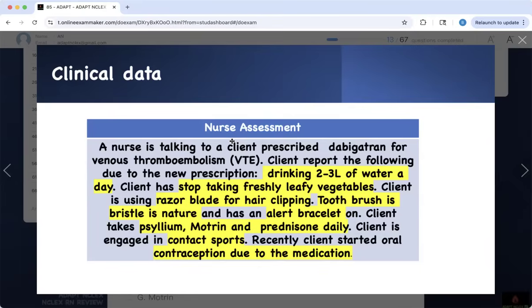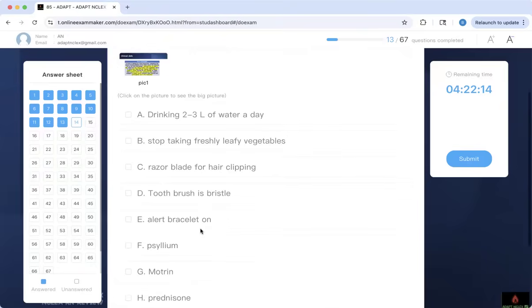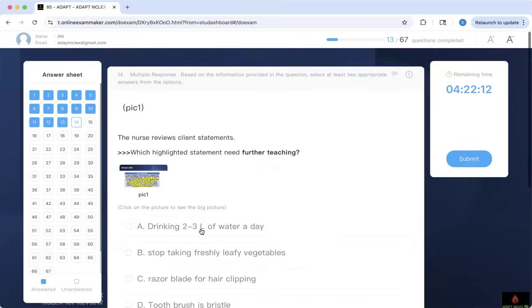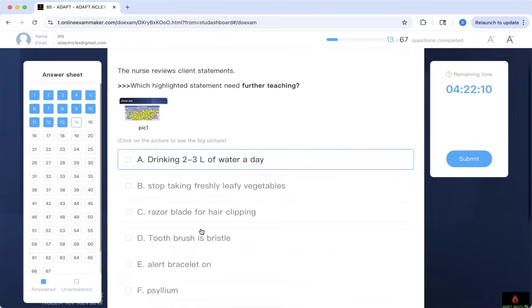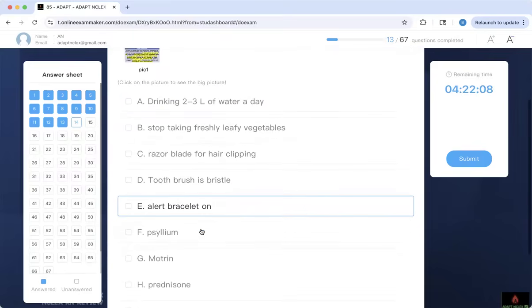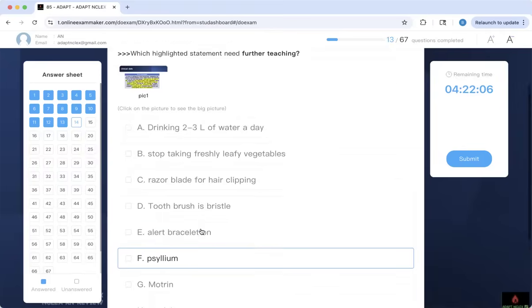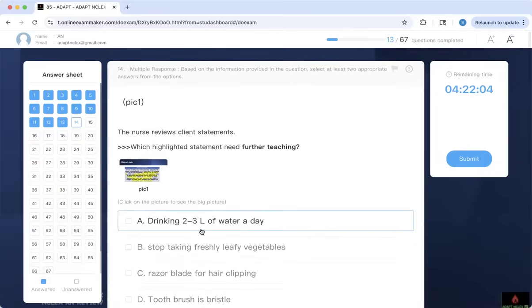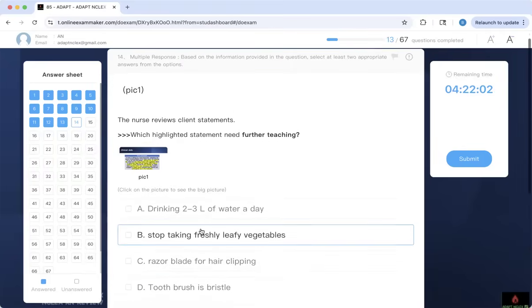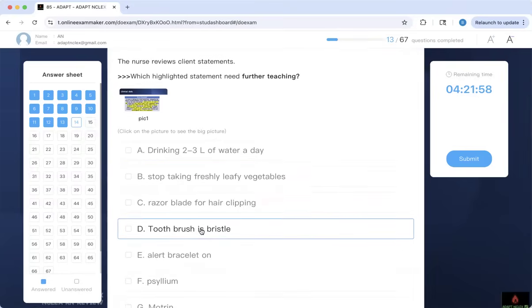I'm trying to give you all the questions they will ask you in the form of a case study. I made it like that. Therefore, what do you think? The question says, which highlighted information should the nurse follow up on? Then you go back and say, dabigatran, what do I need to know about it? Oh, drinking 2 to 3 liters of water a day is good. It prevents dehydration and DVT, right?